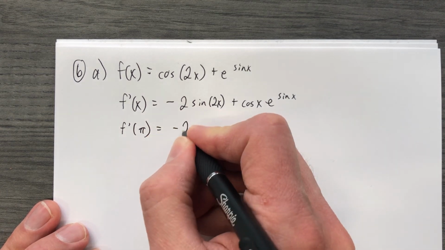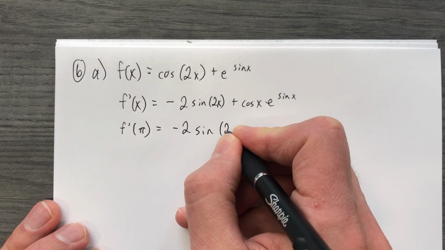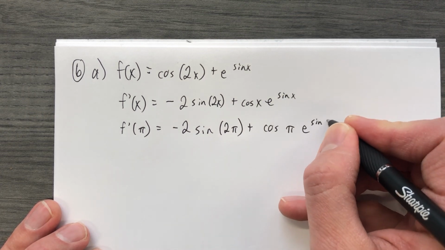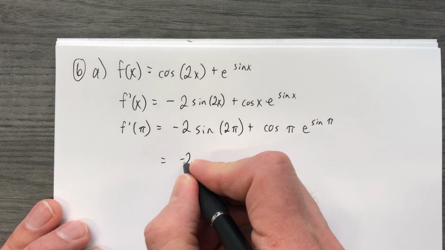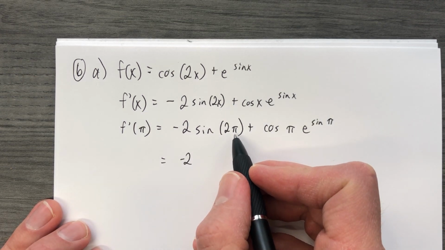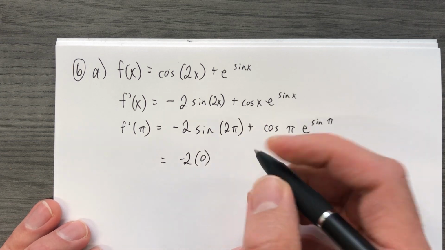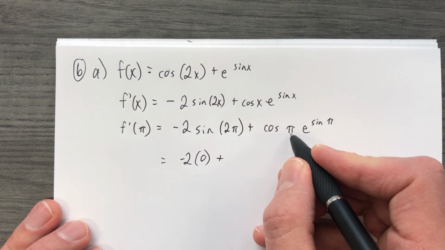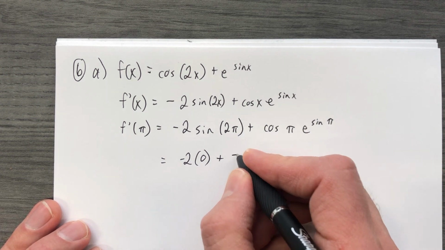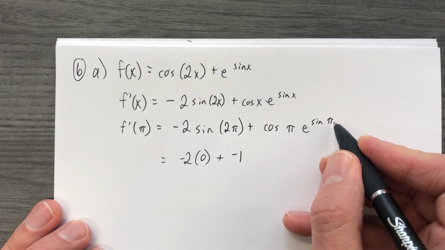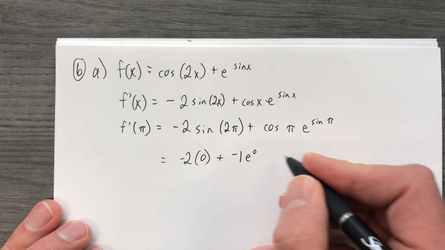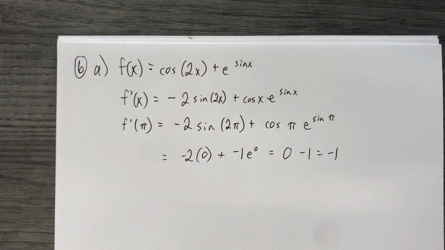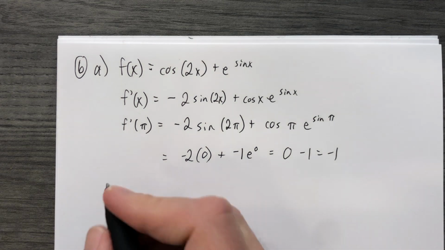This tests our knowledge of the unit circle. Negative 2 sine of 2 pi plus cosine of pi e to the sine pi. All right, sine of 2 pi is 0. So negative 2 times 0, that goes away. And then cosine of pi is negative 1. E to the sine of pi is 0, so e to the 0. And so that's going to give me 0 minus 1, so negative 1. Some of that can happen in your head. That answers part A.